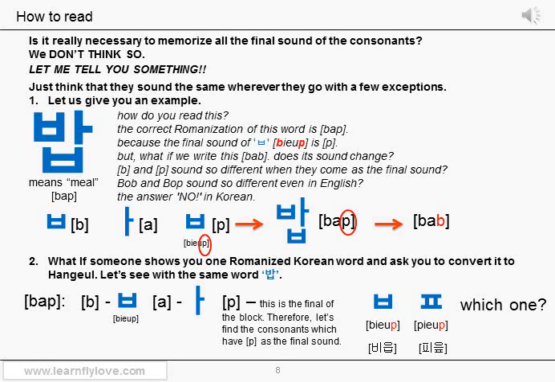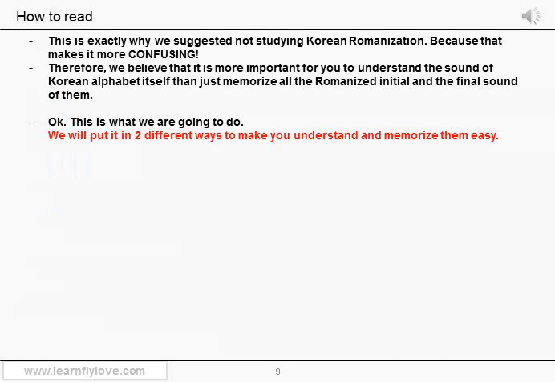This is exactly why we suggest not studying Korean romanization, because that makes it more confusing. Therefore, we believe that it is more important for you to understand the sound of the Korean alphabet itself. So as soon as you see the Hangul letter, the sound of it should pop up in your head automatically. Okay, this is what we are going to do. We'll put it in two different ways to make you understand and memorize them easily.